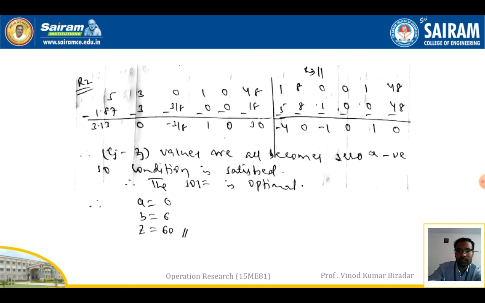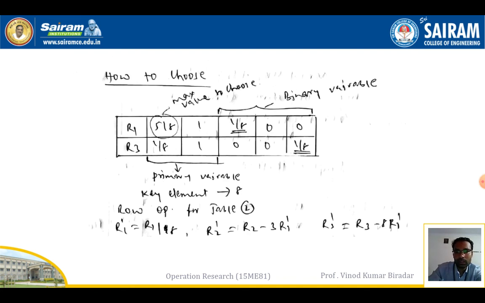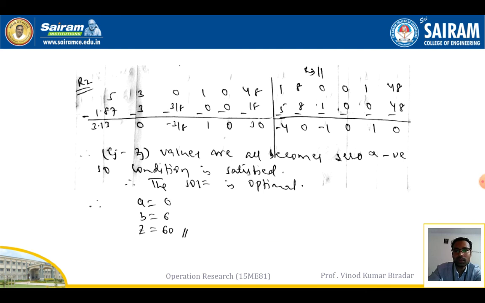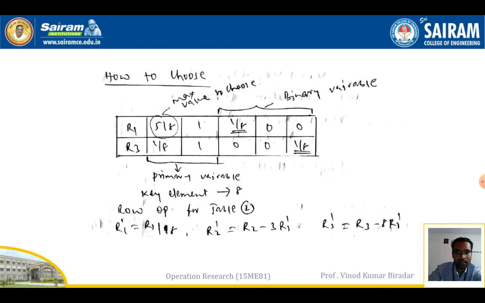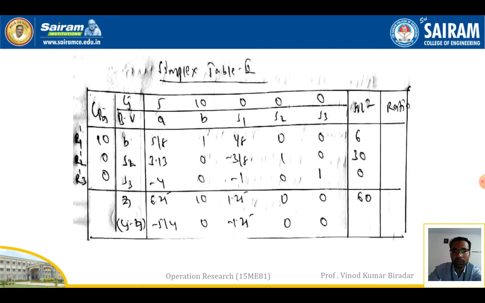Now you understand this, this is very important. For the R2 value and R3 value, the formula for R2 is R2 minus 3 R1 dash, and R3 is R3 minus 8 R1 dash. You multiply, and you will get these two values. Just write them here.